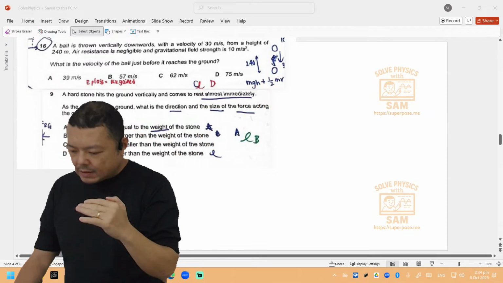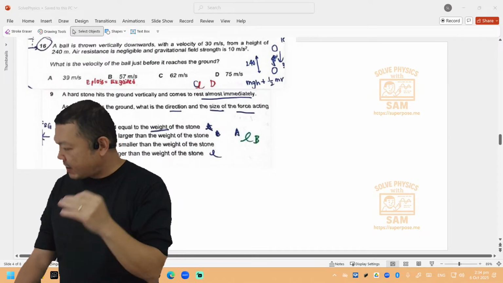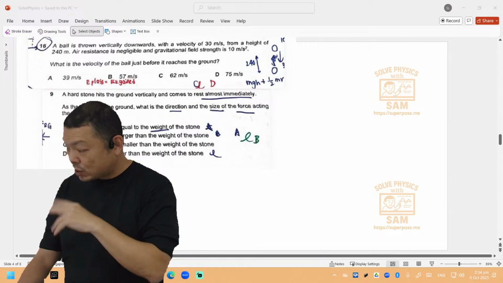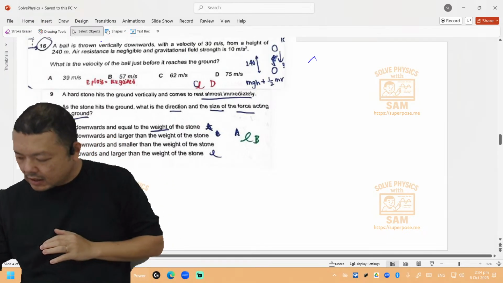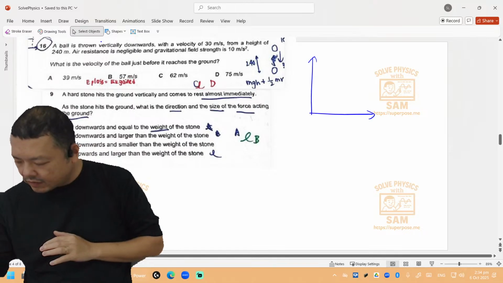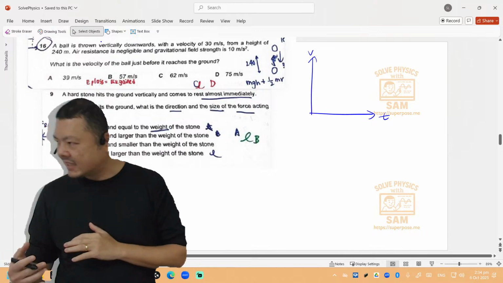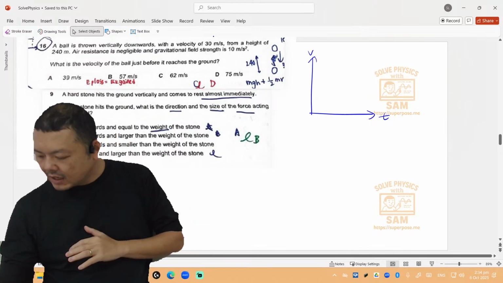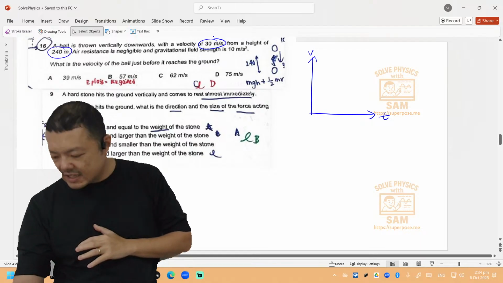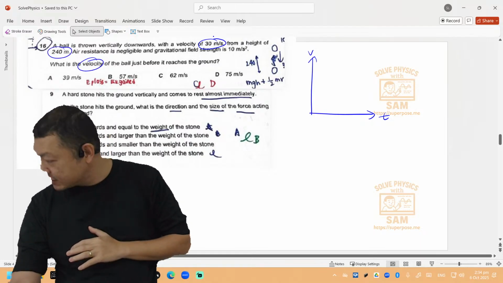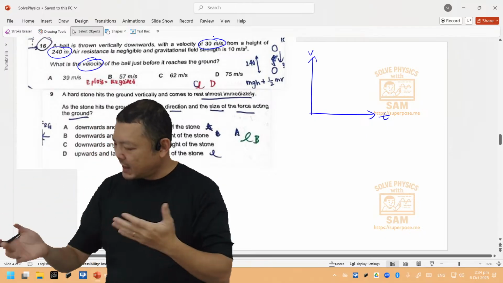But I want to explore using this idea. Why don't we try using kinematics first? There are two ways, kinematics or energy. Why am I suggesting to use kinematics? Because they have initial speed, they have distance, and they ask you for final speed. It might feel like a bit of kinematics.